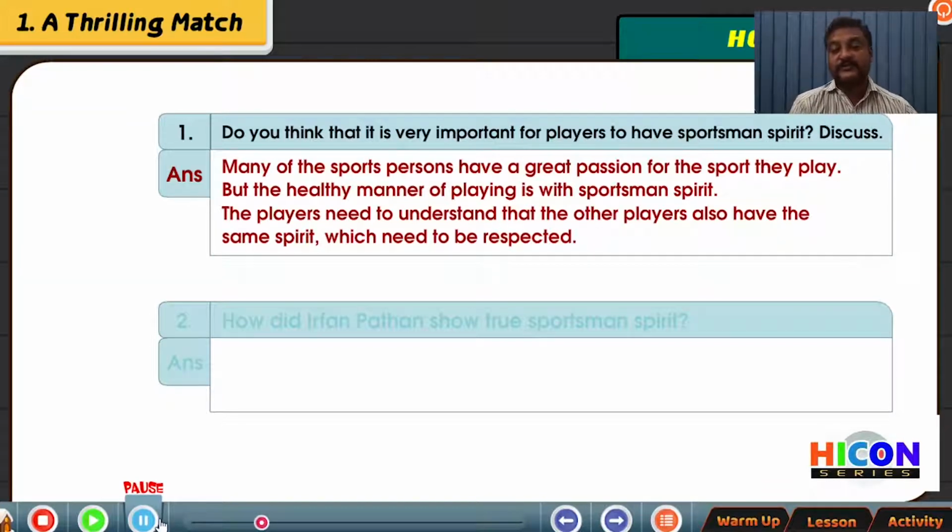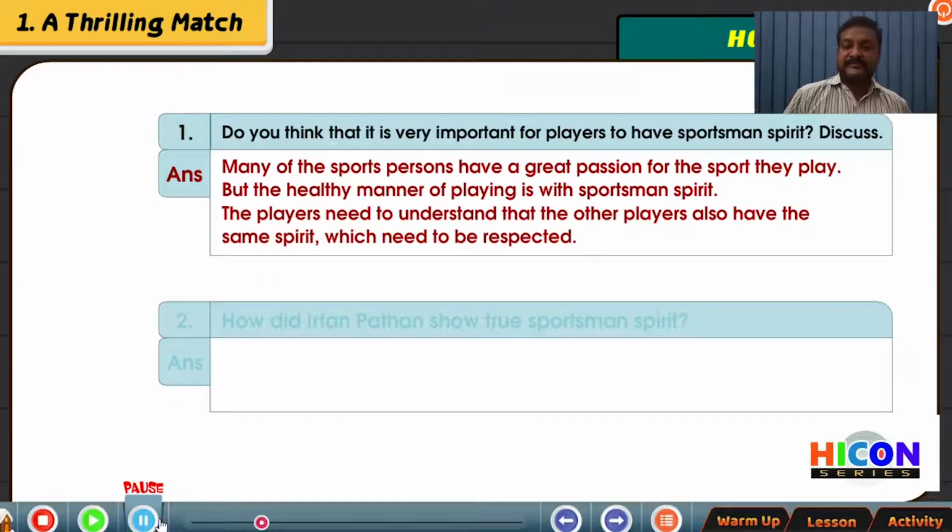Many of the sports persons have a great passion for the sport they play. But the healthy manner of playing is with the sportsman spirit. The players need to understand that the other players also have the same spirit which needs to be respected.